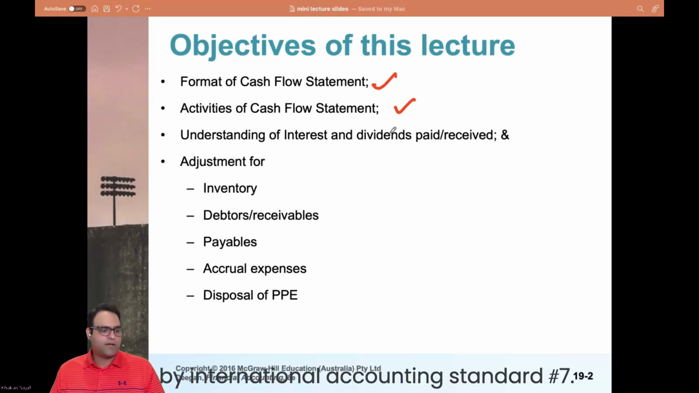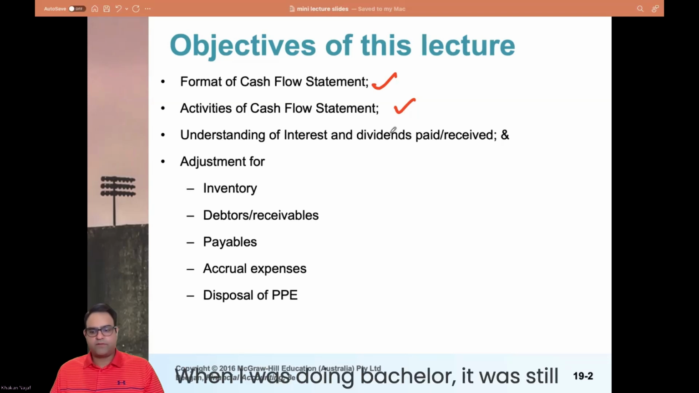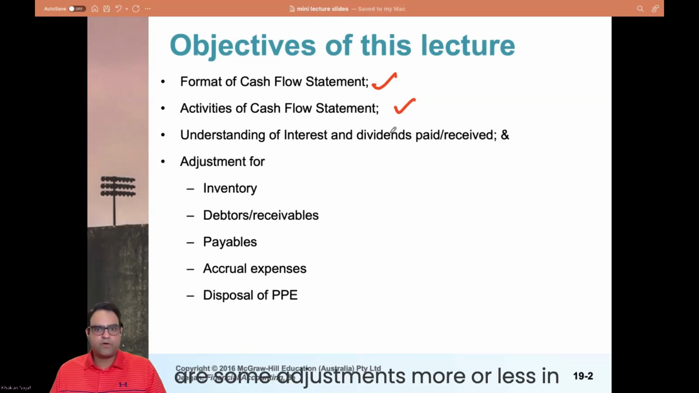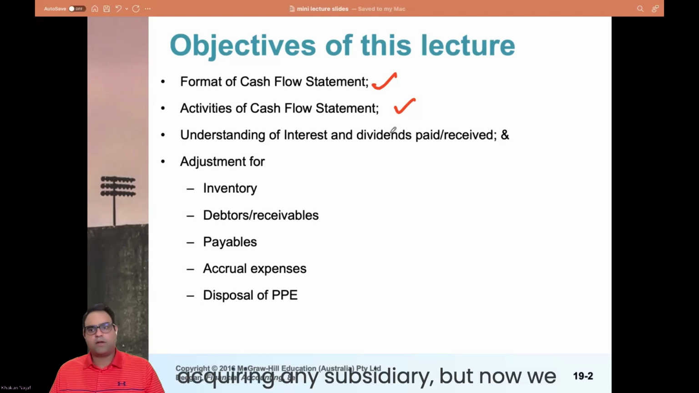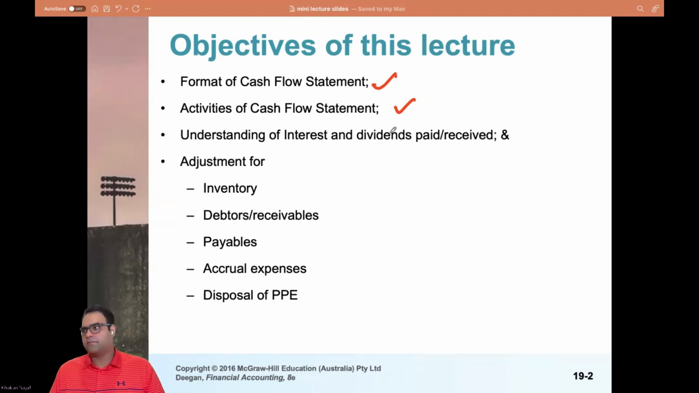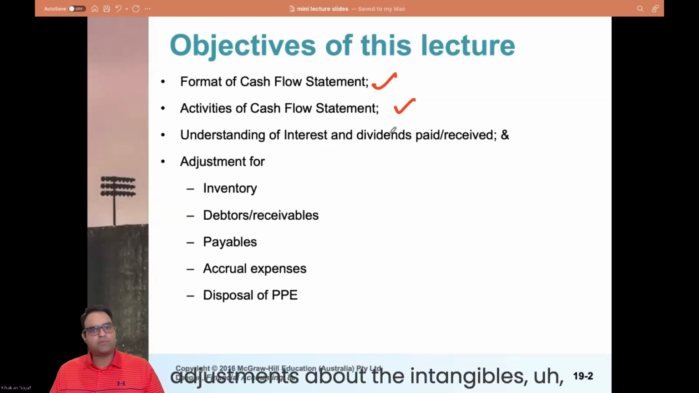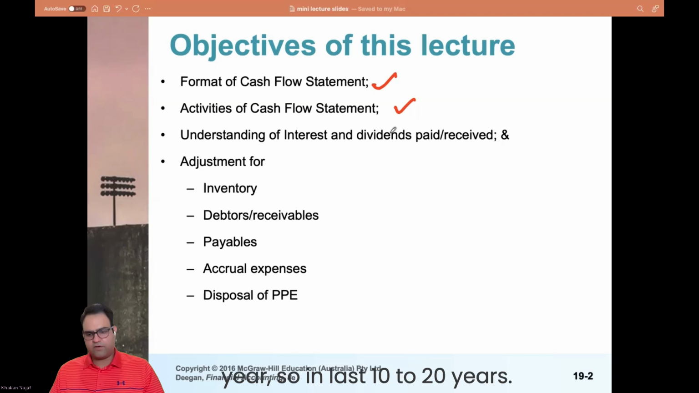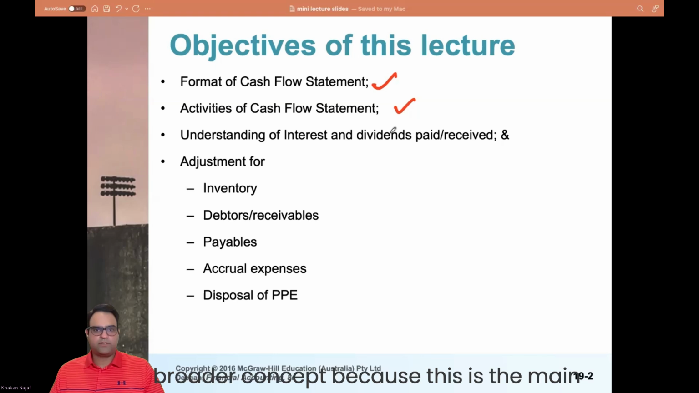The cash flow statement is dealt with by International Accounting Standard number 7. When I was doing my bachelor's, it was still International Accounting Standard 7. It never changed throughout the years, though there are some adjustments introducing new cash flows. At my time, there was no adjustment for acquiring a subsidiary, but now we have it. There were fewer adjustments about intangibles, and now we have these adjustments. So a few developments have happened from year to year. In the last 10, 20 years, the cash flow statement has become a broader aspect because this is the main component of the annual report.